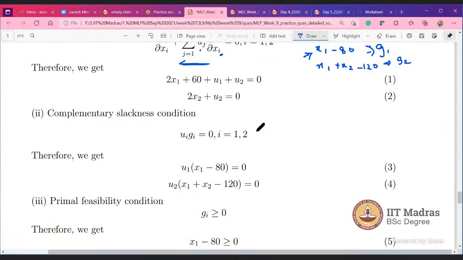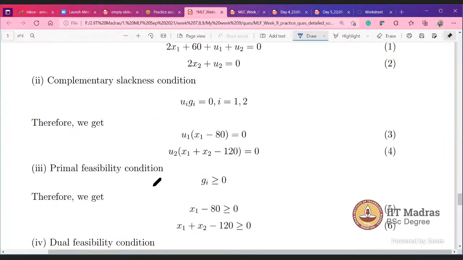The next is our complementary slackness condition. It applies to inequality constraints, because even if you have equality constraints, you cannot have slackness conditions for them. In this problem, there is no equality constraint, but if there were, it should not be included. So the first is u1 into x1 minus 80 equal to 0, and the second is u2 into x1 plus x2 minus 120 equal to 0.